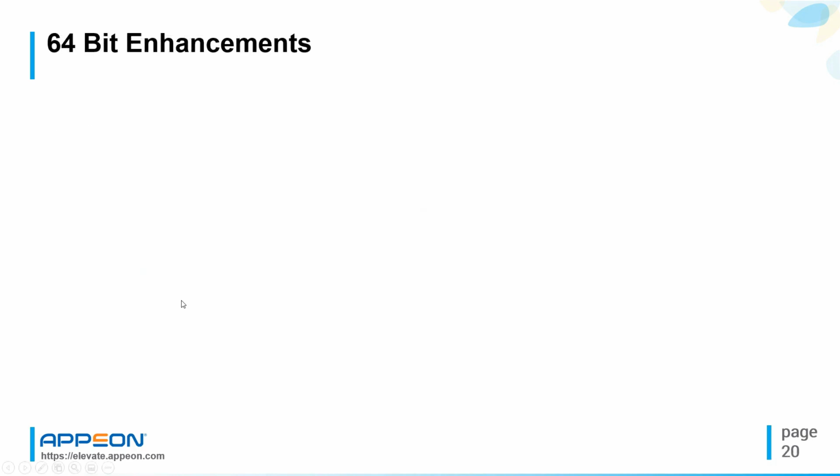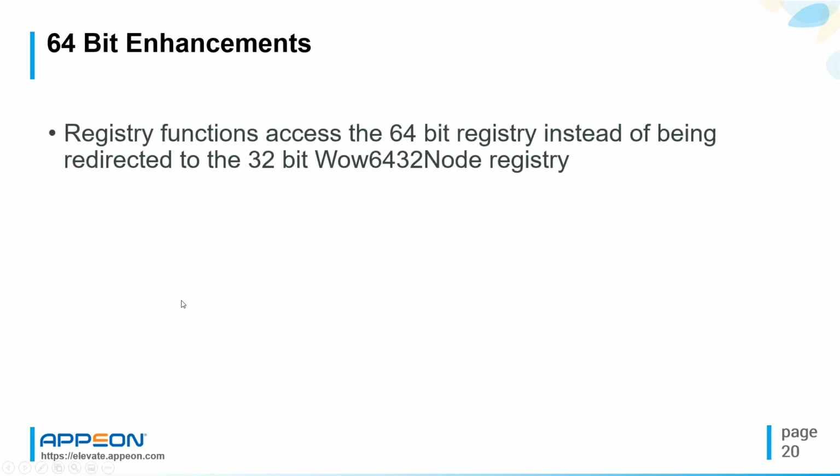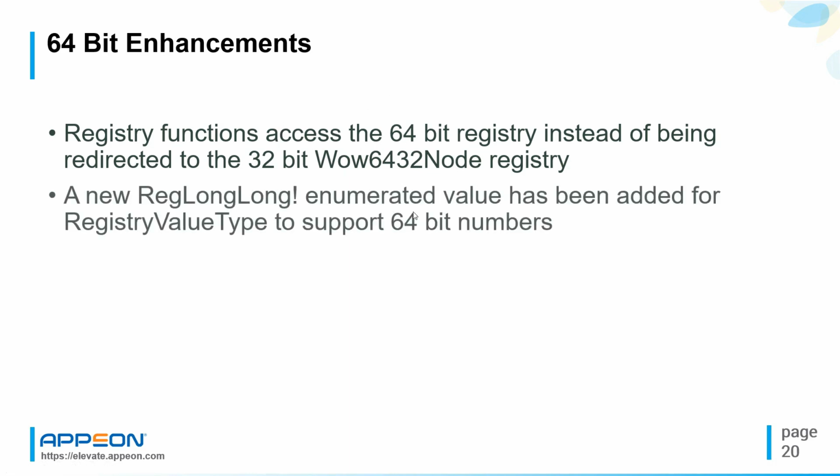Okay, let's talk about the 64-bit enhancements. Now this first one, at least, is more of a bug fix than an enhancement. What happened with previous versions of PowerBuilder is in 64-bit mode, when you accessed the registry, it still accessed the WOW6432 node, which is the node that's used for 32-bit applications. So that was an error, and that's been fixed now. And so the registry functions, when you're running in 64-bit mode, do access the 64-bit registry.